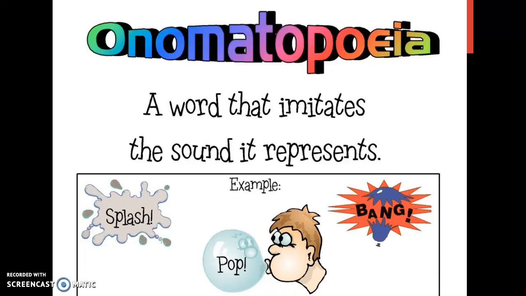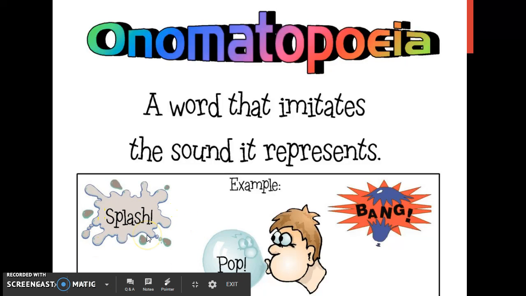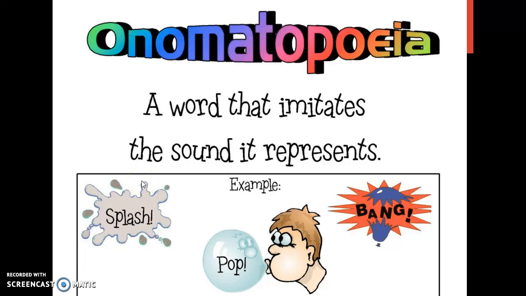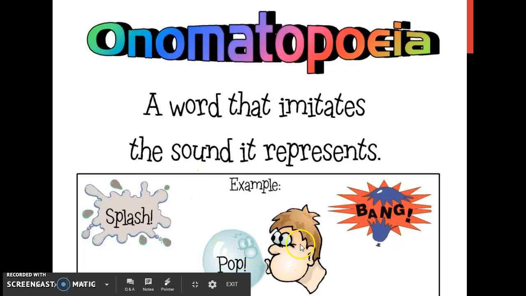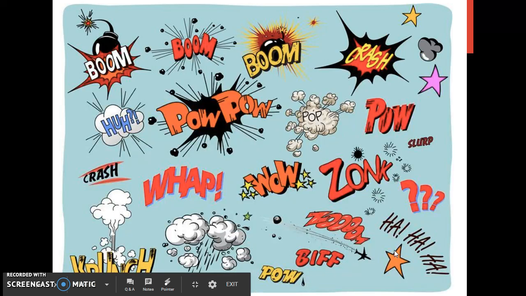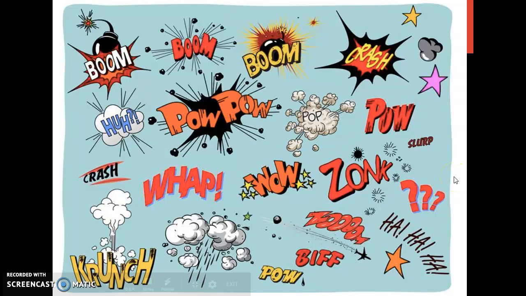Onomatopoeia: a word that imitates the sound it represents. Someone jumped in the pool and made a big splash. Splash is an example of the sound we're trying to describe in our story. We were chewing gum and blew a big bubble and then it went pop, bang. We're trying to describe noises here. If you ever read comic books, you're going to see a lot of these expressions, which are examples of onomatopoeia. Again, pow, crash, boom.